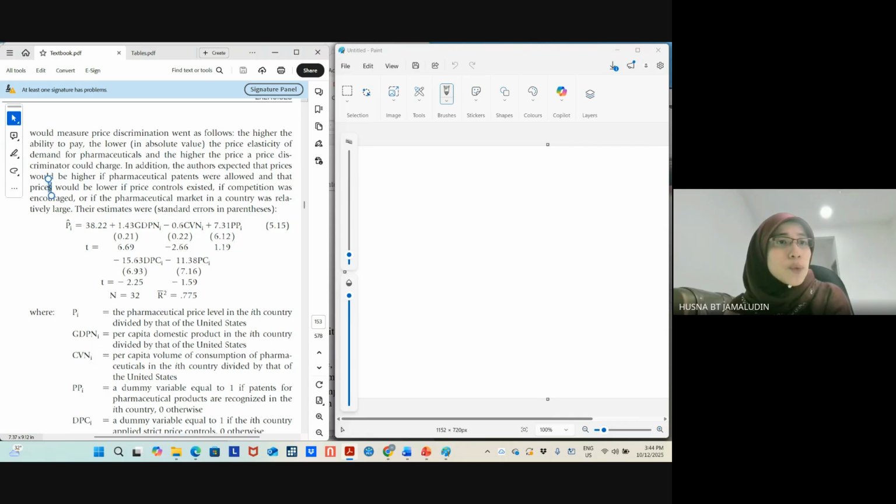And price will be lower if price control existed. For example, government put a price ceiling. When you talk about a necessity item, for example, in Malaysia there are so many people who are suffering from diabetes, so you cannot charge higher than a certain price because of the price control. So the price of any medical things will be lower.